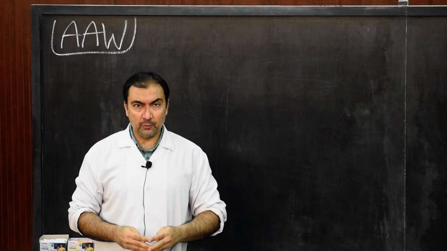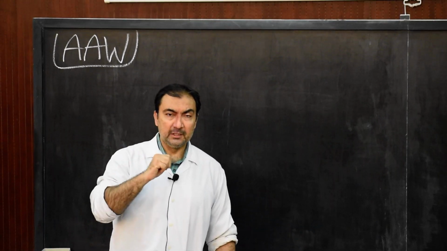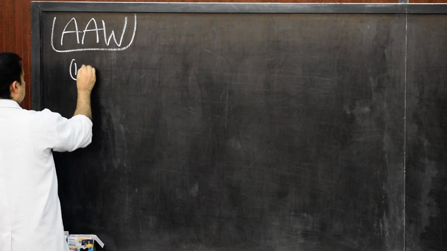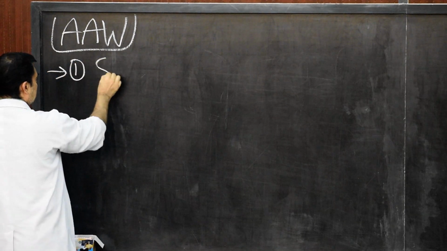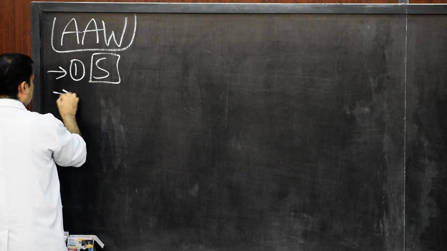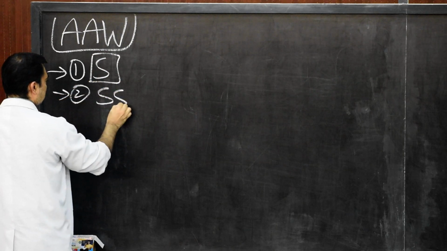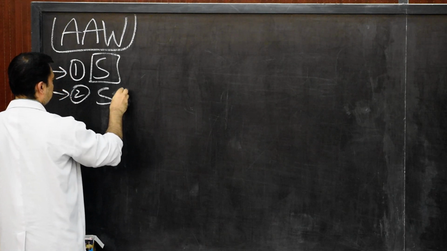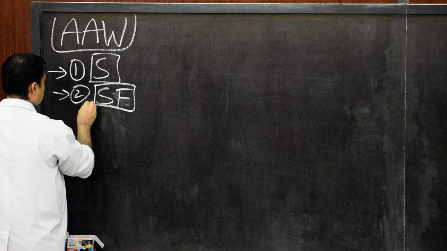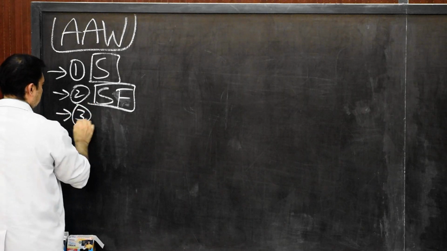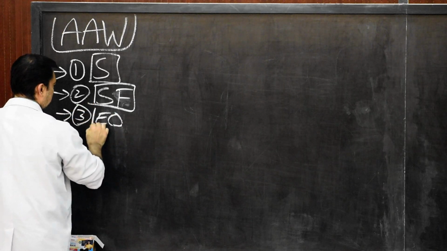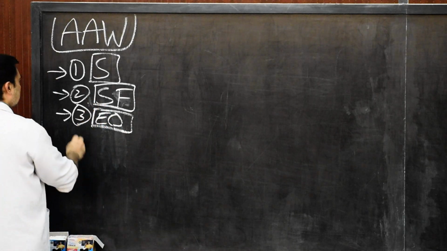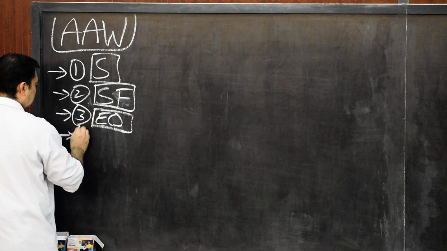Now, the anterior abdominal wall, when we dissect, consists of 8 layers from superficial to deep. The first layer is the skin. The second layer is the superficial fascia. The third layer is the external oblique muscle and its aponeurosis.